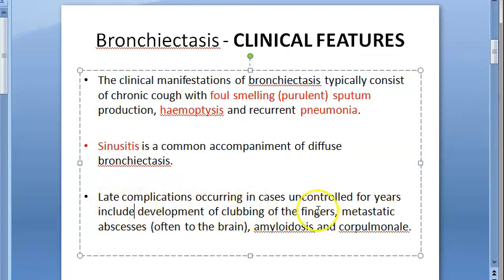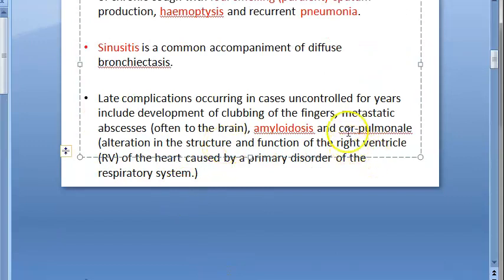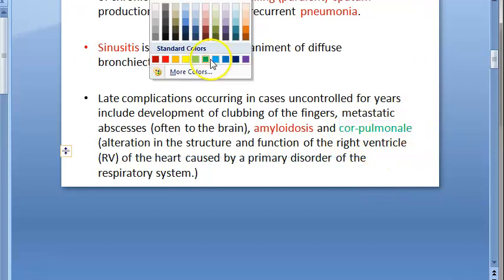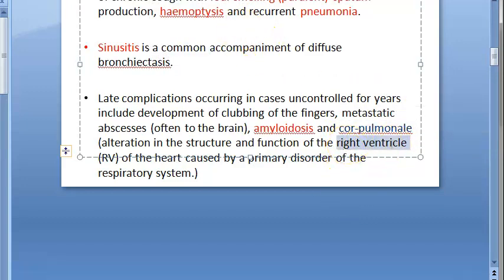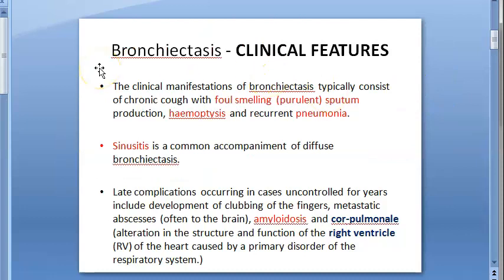Then in complications of bronchiectasis, there can be clubbing of the fingers, metastatic abscess often of the brain, amyloidosis, and cor pulmonale. What is cor pulmonale? Because of a disorder of the respiratory system, the right ventricle gets affected. So cor pulmonale means the right ventricle gets affected. It's very interesting how the right ventricle gets affected when the problem is with the lung. So these are some clinical features that a patient may present with.